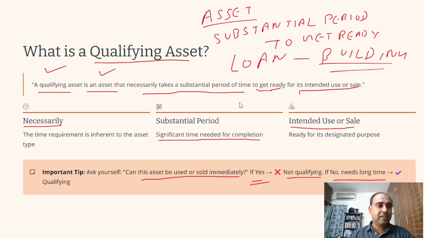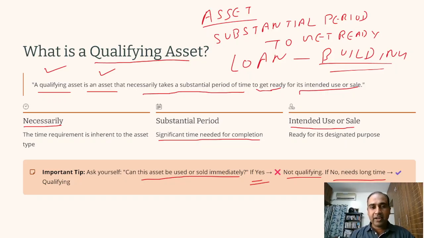That building, the interest cost which is incurred till the time the building is ready to use, that period of time, the standard will tell us whether we can capitalize that interest or not. So first of all, we have to identify whether the borrowing cost which is incurred is for a qualifying asset or not.